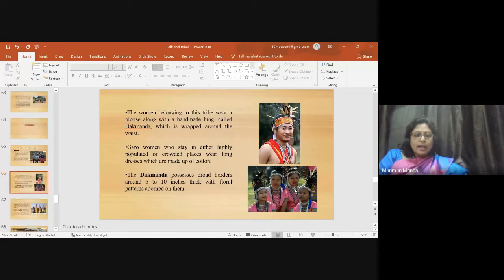Now, the women of this tribe wear a blouse along with a handmade lungi called dhagmanda, which is wrapped around the waist, and Garo women who stay in highly populated or crowded places wear long dresses made of cotton. This dhagmanda has broad borders around 6 to 10 inches thick with a floral pattern adorned on them. Why have I mentioned this?